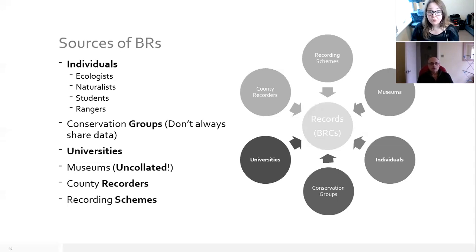And generally speaking, recording schemes. So this will be stuff like the Big Garden Birdwatch, and the BCT National Bat Monitoring Program. And that stuff does come down to, like, I get sent the results of the National Bat Monitoring Program, and that comes to our database, and then we send that to EcoRecord every year. So usually national recording schemes are pretty good about stuff like that.